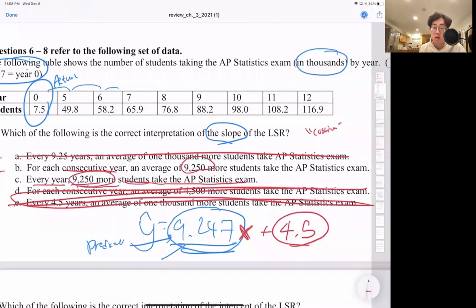So it's kind of like straight up telling you every year we can expect 9,250, period. No questions asked about it. B is saying for each consecutive year, same thing as every year, an average of 9,250 more students take the AP statistics exam. The word average means that it doesn't necessarily have to be 9,250 students more each time of the year. Rather, when you take the overall sum of every increase per year, divide by the number of years, on average we can expect to be around 9,250. So B is the correct answer between B and C because of that reason.